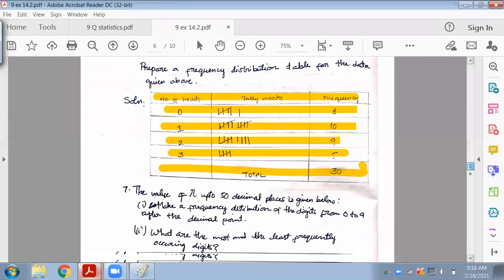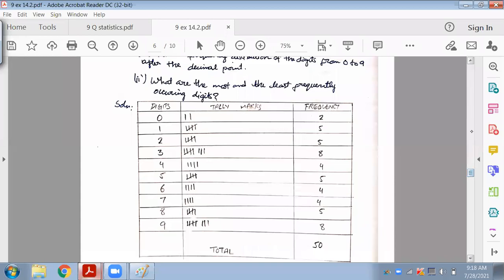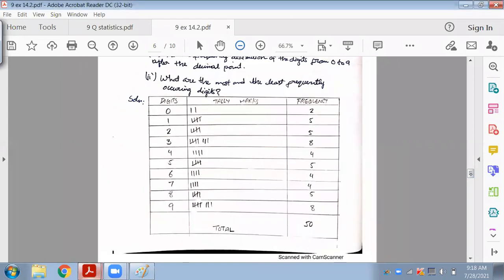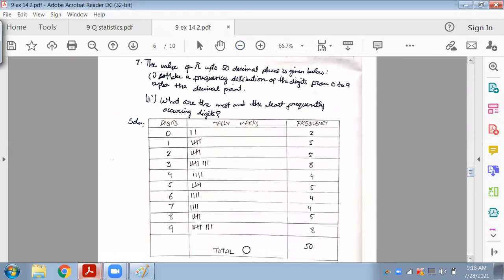Now if you cut all the tallies, it will come out like this. And after marking the tallies, if you count the number of tallies, you can find the frequency, and then find the total. The remaining part I'm not showing you, I have already written, so you can just see this and complete the table. And once you are done, you can raise your hand.